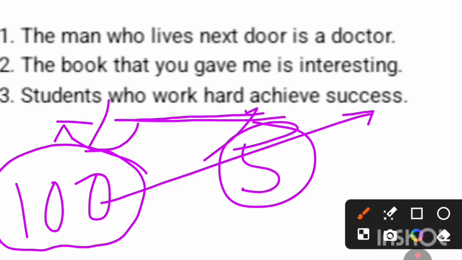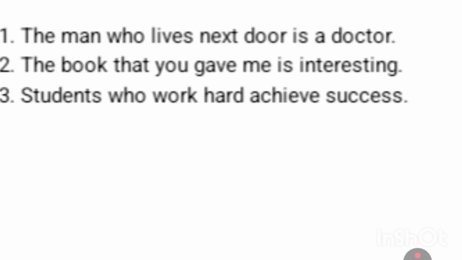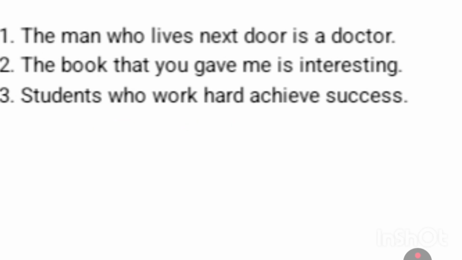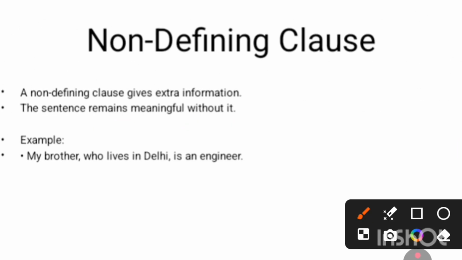So we have to identify those students who succeed. Here we have to use a defining relative clause. Here, "who work hard" is the defining relative clause. Friends, I think you can understand. Now think about the non-defining clause.